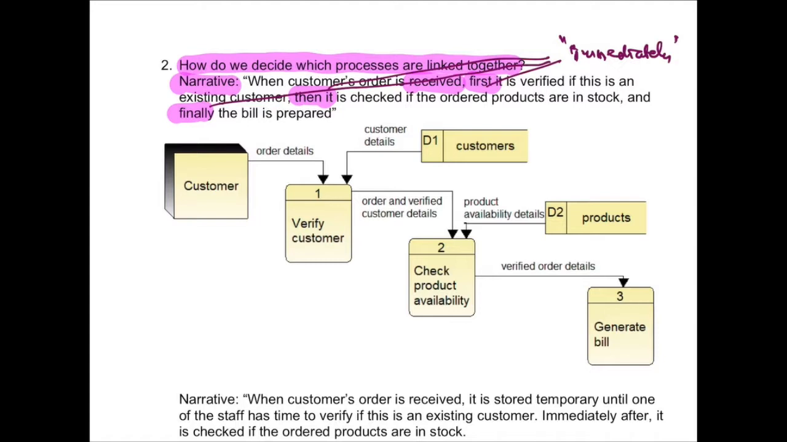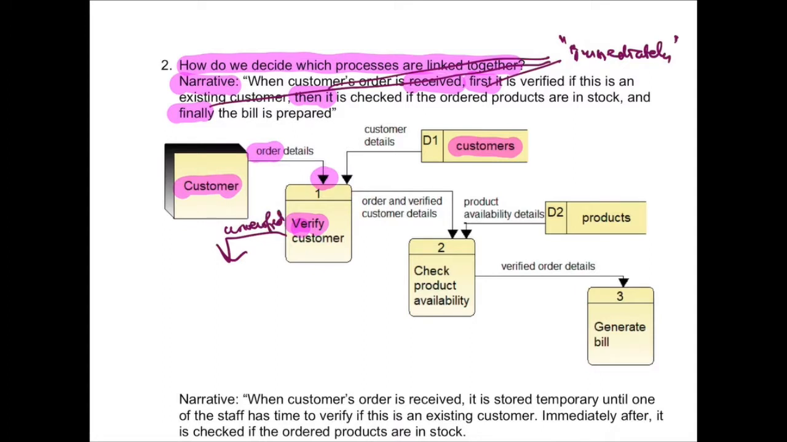So let's look at this example. So here's a customer who sends an order to the system, right? The first thing that is done is to verify the customer. In order to verify the customer, there's a data store that you need to refer to get the customer data. So if it is verified, it will go on to the next one. But what if it's not verified? Well, then it will be unverified, right? I'm not going into that right now.